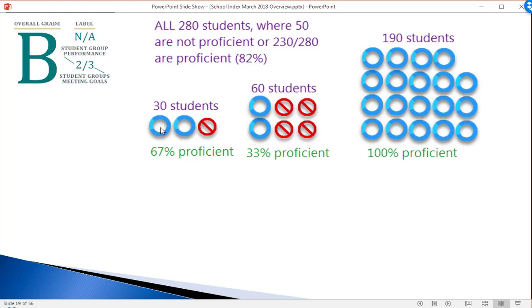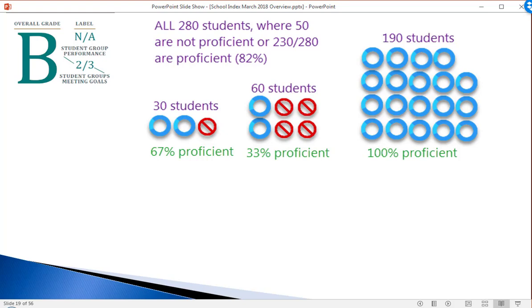Each of these circles represents 10 students. So we have 10 that are proficient, 20 that are proficient, and 10 that are not. So 67% of students are proficient. With this slightly larger subgroup, we have only a third of the students that are proficient, so about 33%. And you can see with the red circles, here's 40 students here and 10 students here. These are the 50 students who are not proficient. Our largest subgroup happens to have everyone that is proficient.